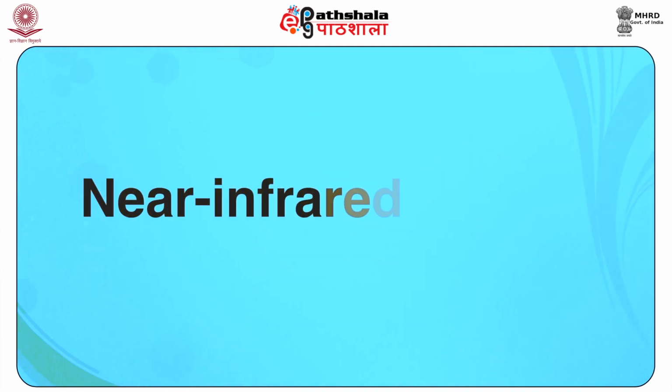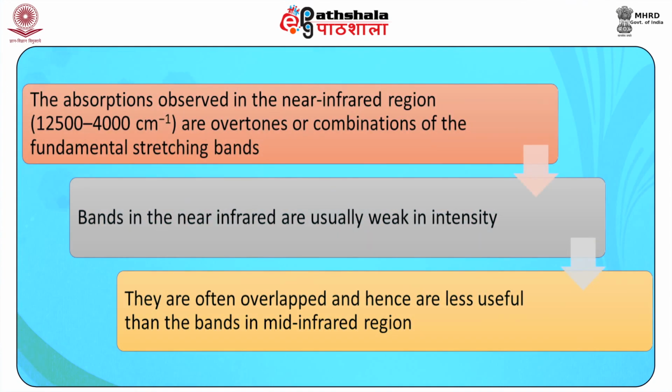Now, coming to the second region, as we described earlier, the near infrared region, it ranges from 12,500 to 4,000 centimeter inverse. The absorptions observed in the near infrared region are overtones or combinations of the fundamental stretching bands. Bands in the near infrared region are usually very weak in intensity. They are often overlapped and hence are less useful than the bands in the mid infrared region.